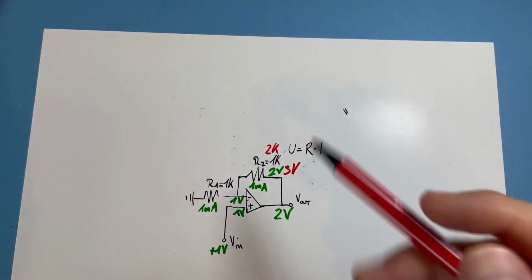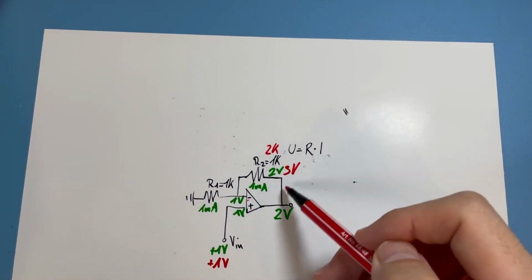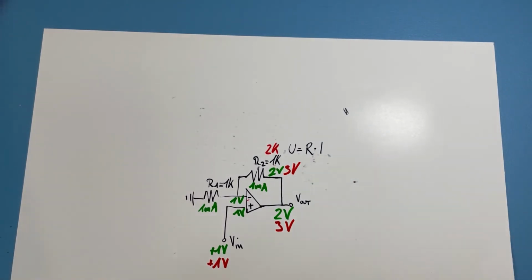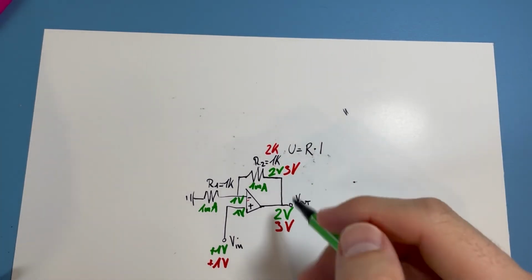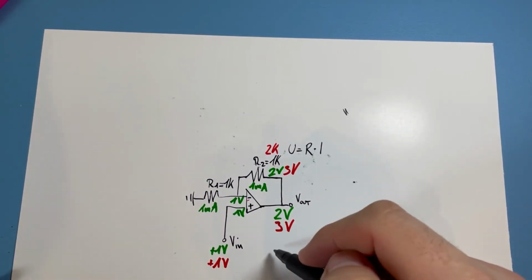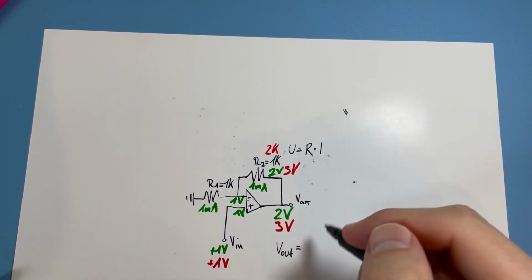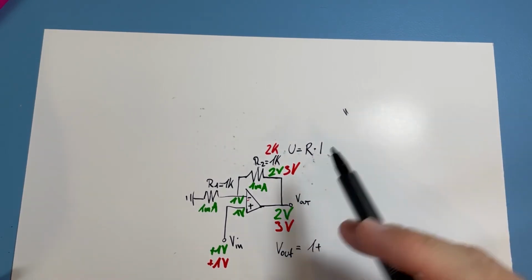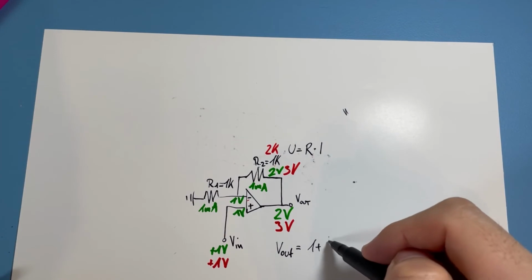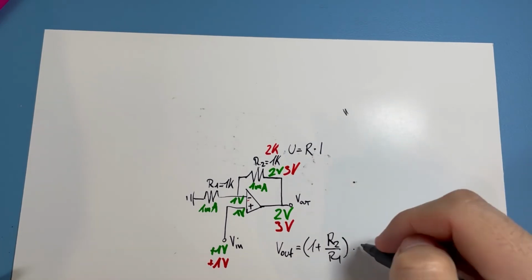over a 2K resistor. So now, in the red situation, we put again here 1 volt in, and we get here now 3 volts at the output side. Okay, so the rule is, in general, the voltage at the output, V out, equals 1 plus R2 divided by R1, times the input voltage.